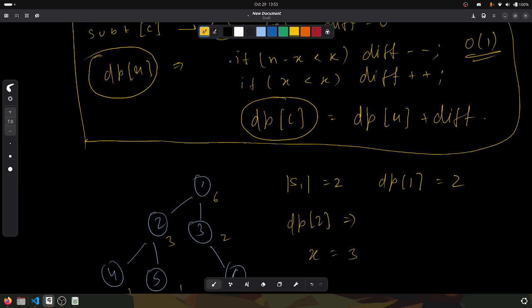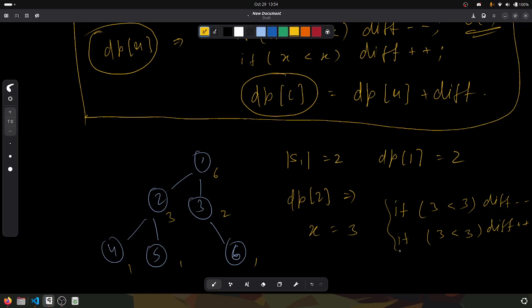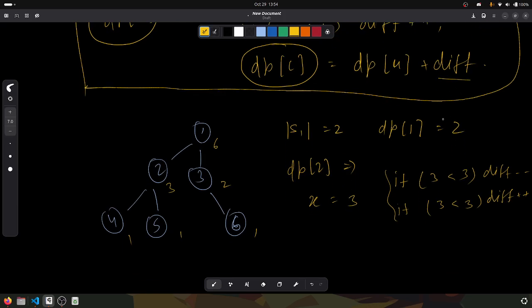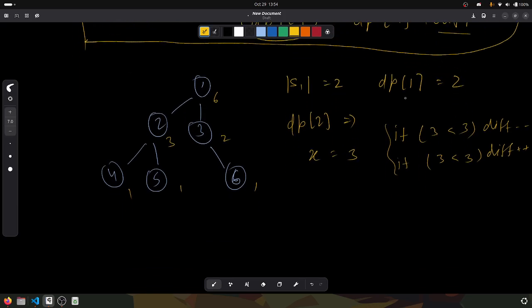Now we need to check for these two conditions. If n minus x is less than k, so 6 minus 3, 3 is less than k, or if x was less than k, which is 3 was less than k, k is also 3, right? So here we do difference minus minus, and here difference plus plus, and since both of these conditions are not true, difference will remain 0, and dp of 2 will be equal to dp of 1, which is nothing but 2 only.